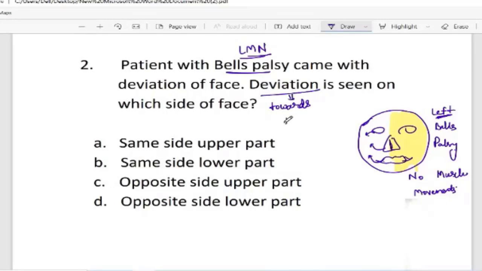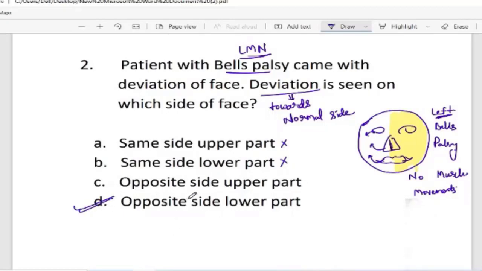Deviation will be towards the normal side. So that means opposite side, deviation will be opposite side. So out of 4 options, same side, incorrect. Deviation will be towards the opposite side.